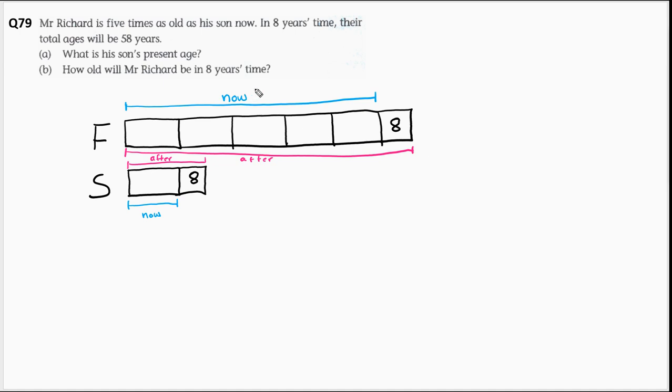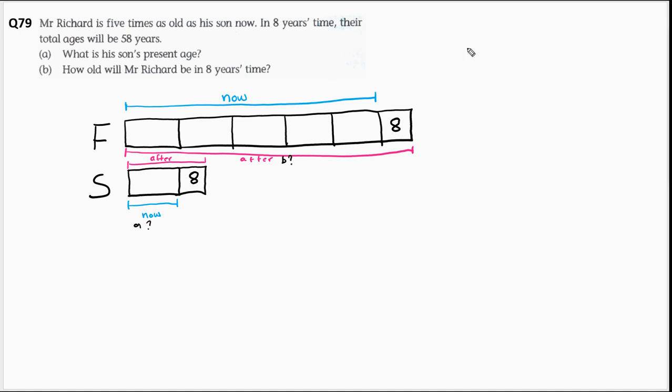Right. Let's go back and see where our question marks need to be. Okay, so A is what's his son's present age. That's this bit here. So that's our question here now. And for the father, how old will Mr. Richard be in 8 years' time? Well, that's this bit here. So this is B. That's our question B. Okay, let's see what we can work out.